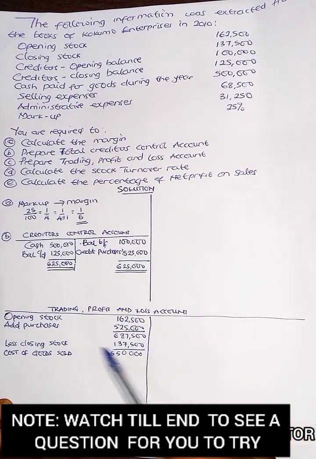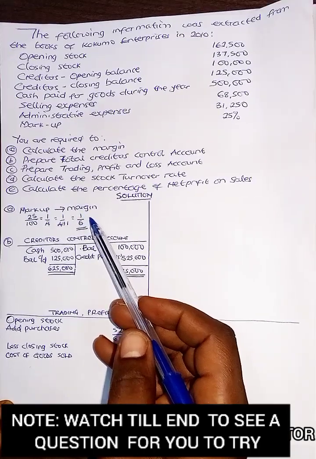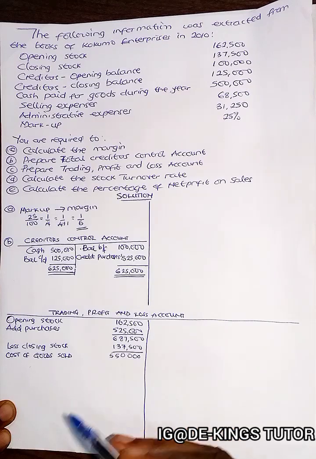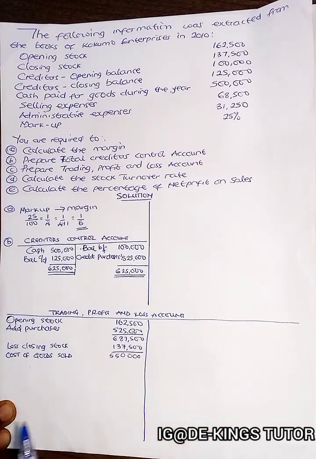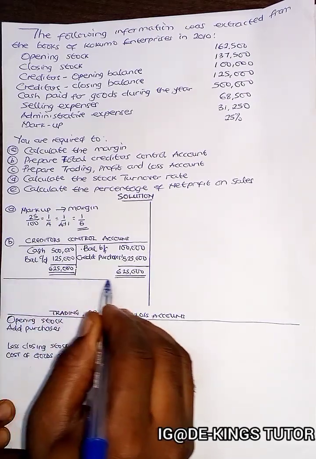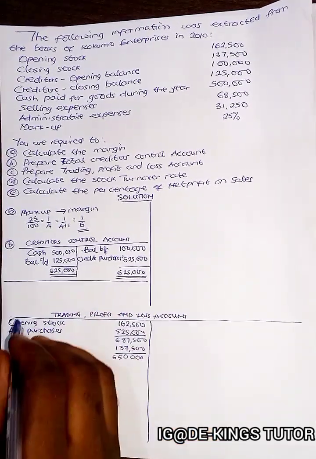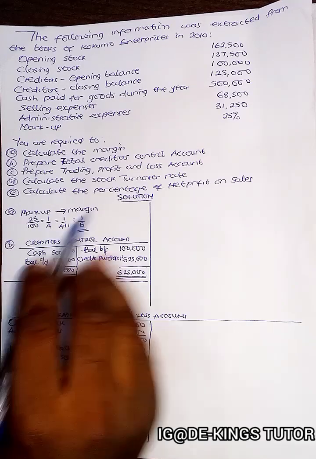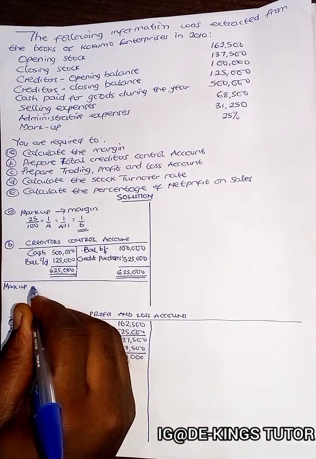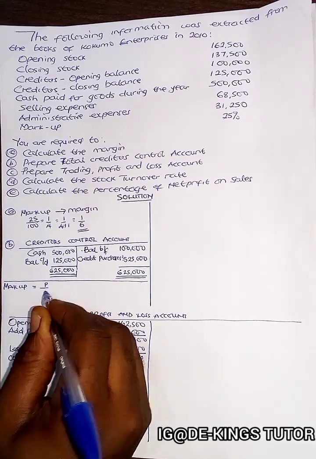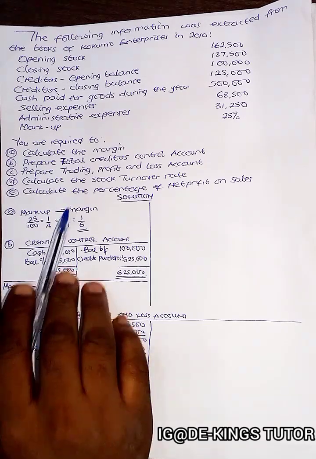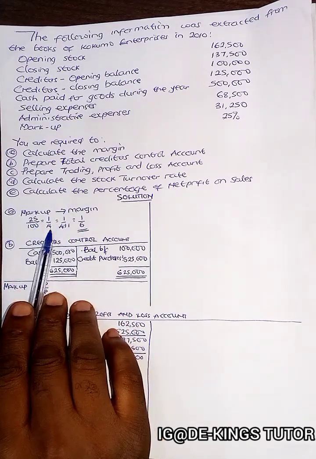Okay. Because we're not given sales, we cannot use the margin. So we can use the markup. Markup is the relationship between the profit and the cost price, or the cost of goods sold. Now remember, they gave us a markup of 25%, which is 1/4.